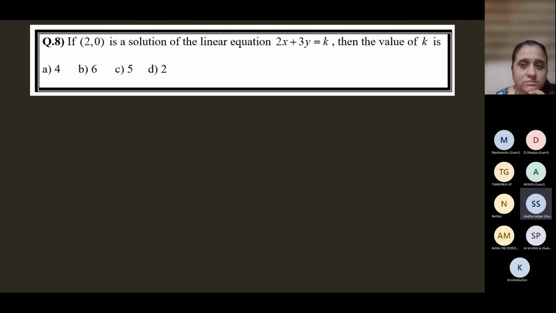Okay, so children, the material which I've sent to you on WhatsApp, please complete that by Saturday. Please finish all that by Saturday.